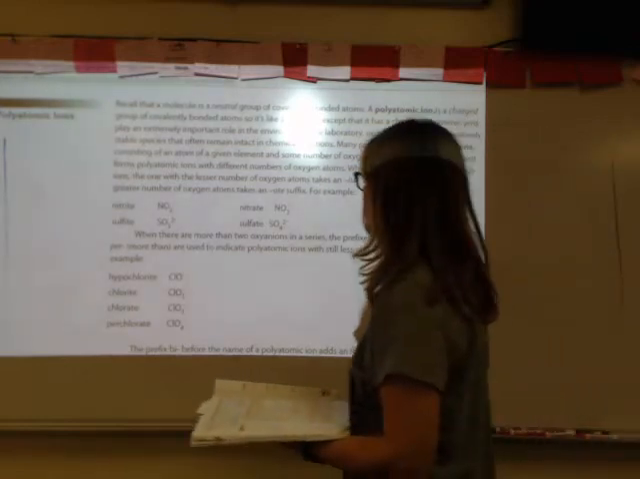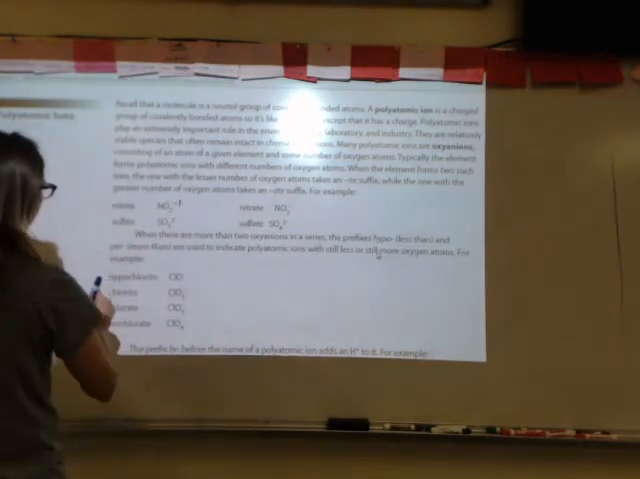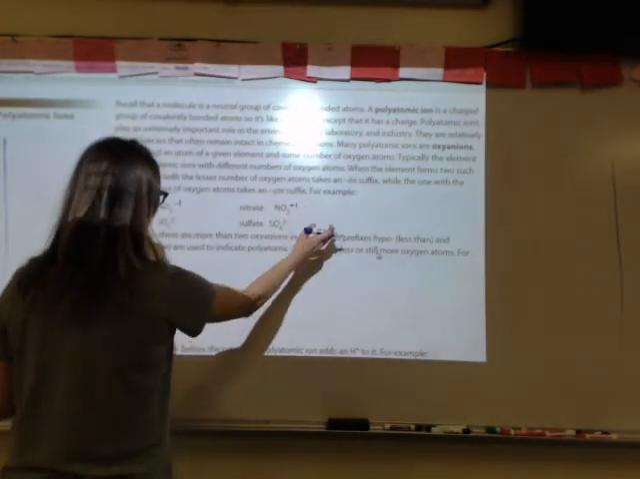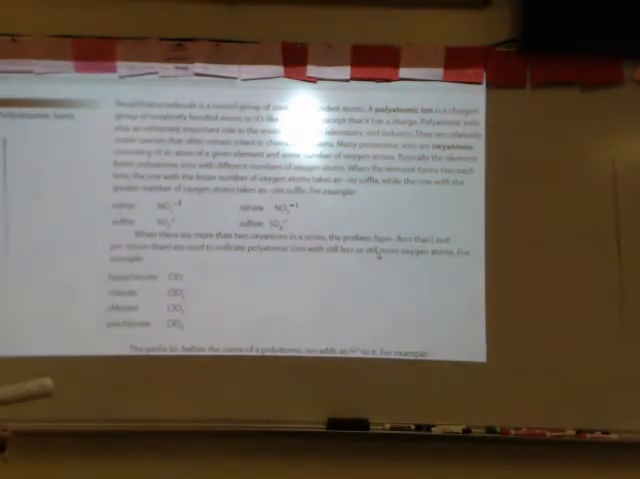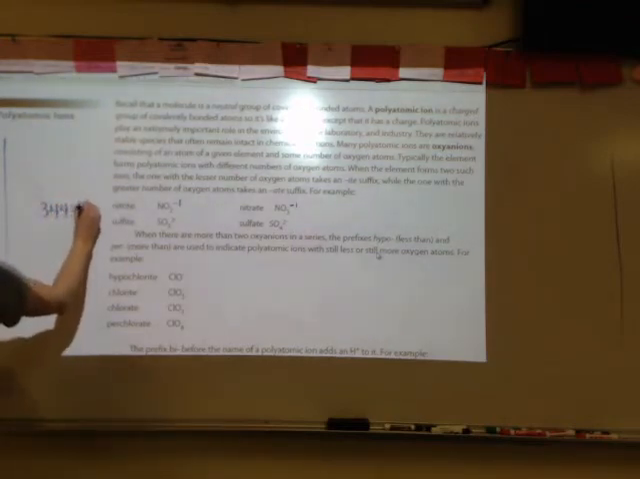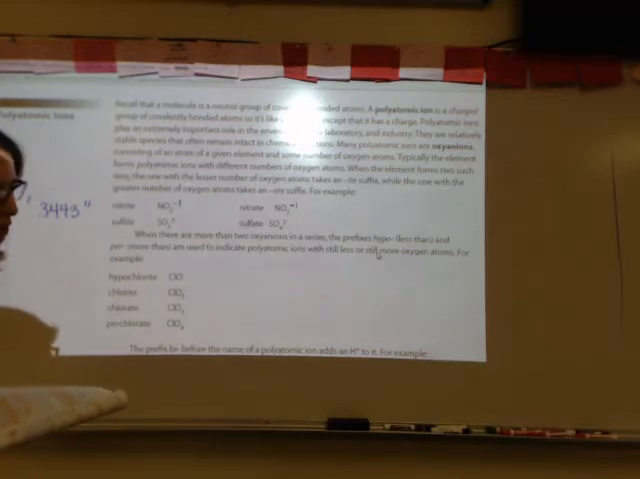For instance, nitrite is NO2 -1. Sulfite is SO3 -2. Nitrate is NO3 -1. Sulfate SO4 -2. And when you are looking at polyatomic ions that contain oxygen, they are likely going to be following that 3-4-4-3 trick that I've taught you. And you can use that to determine their formulas and to determine their names.